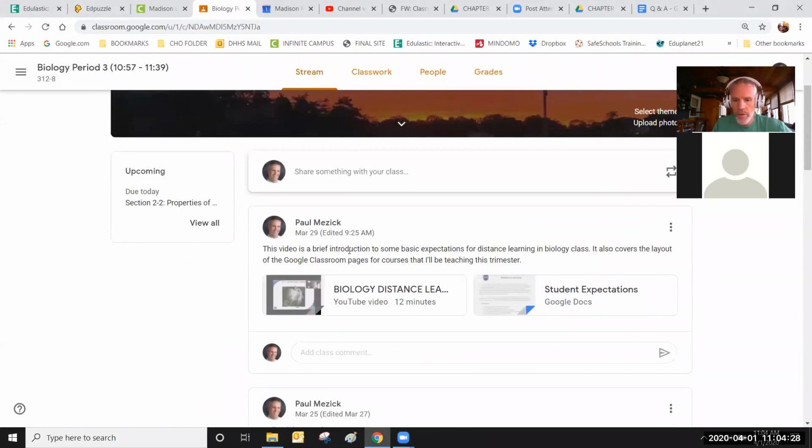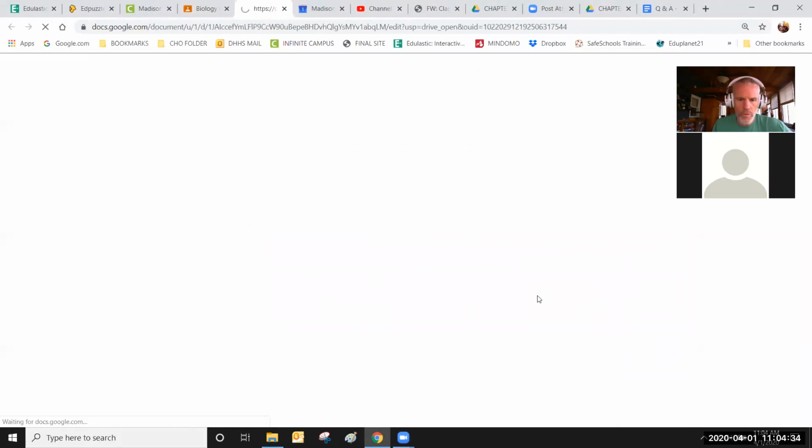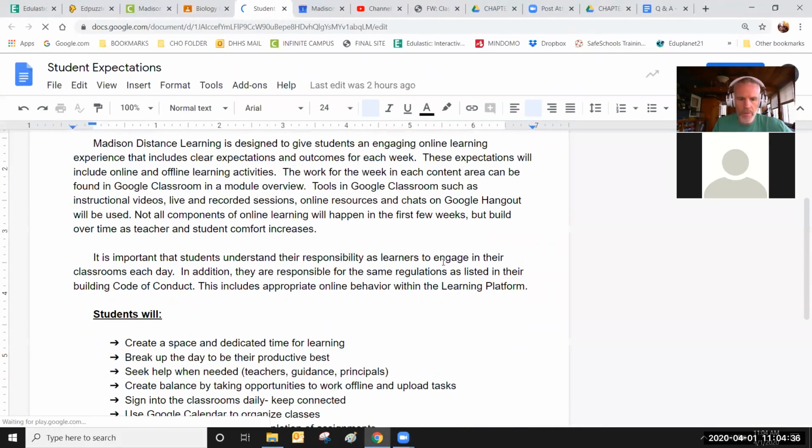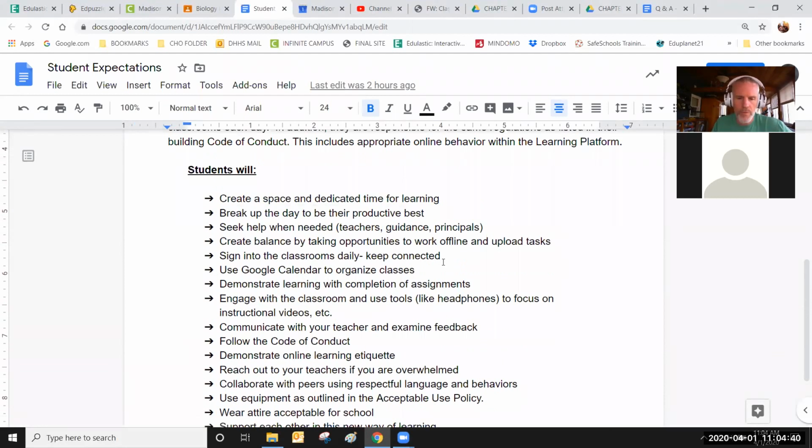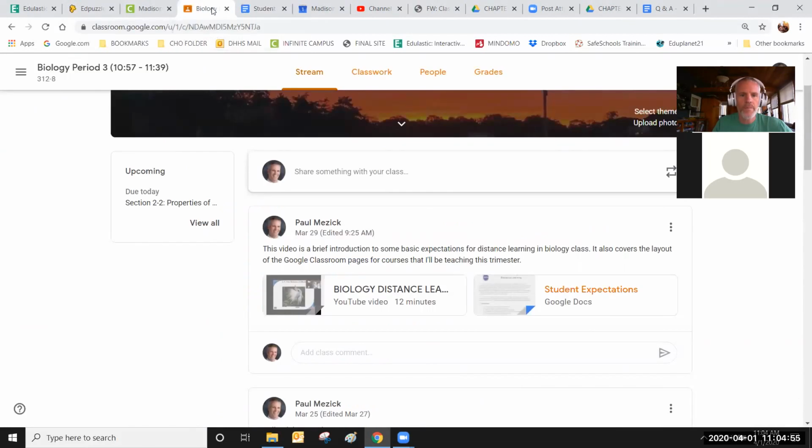I just want to make sure, I mean, there's only 2 of you here, but there are student expectations that I put down. This came from the district. The student expectations list some of the things that concerned me, which is why I went through the trouble of making this a more secure connection. Creating a space, break up the day, engaging with the classroom, follow the code of conduct, demonstrate online learning etiquette, which is what I think we saw a lack of yesterday. So I just wanted to make you aware that that was there.